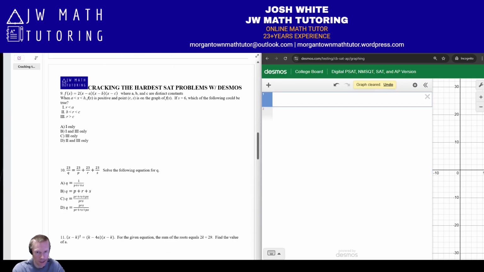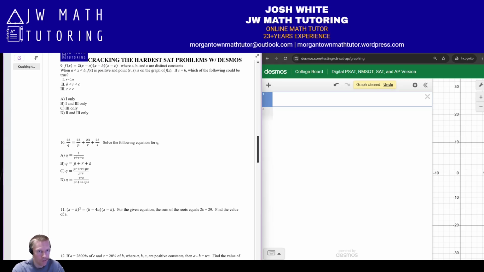All right, next up, let's look at problem number 9. So here you have a polynomial, technically a third degree, cubic polynomial. And you're given some information about it, and then you're asked to determine which of these three statements could be true. So the easiest way that I think to do this one is to just pick some numbers for a, b, and c and basically visualize this.